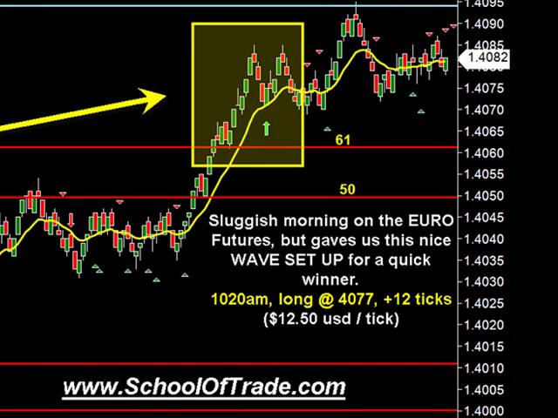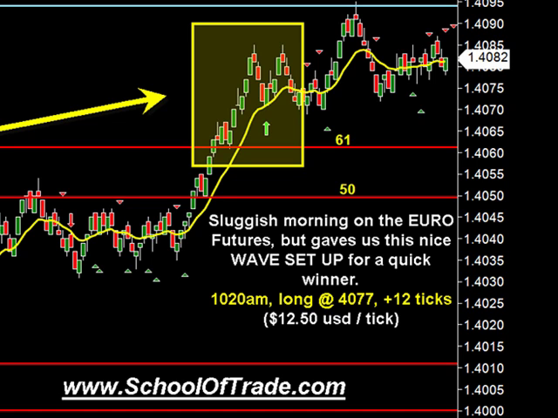It gave us this nice wave setup here for a quick winner at 20 minutes past the hour, 10:20 this morning. We got long at 40.77. And this is your wave pattern, guys. Very simple trade pattern that we see happen thousands of times a day in these markets. We then filter out those setups and take only the highest percentage opportunities. This, of course, being one of them.